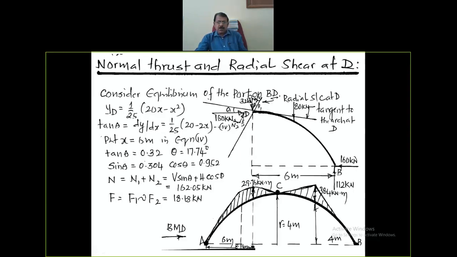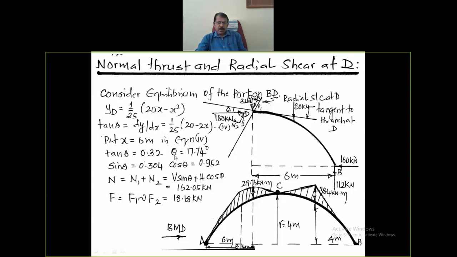Now we want to resolve 160 kilonewton into two components in two mutually perpendicular directions. Similarly, resolve 32 kilonewton into two components in two mutually perpendicular directions. If you are resolving 32 kilonewton, call the components N1, F1. Those two forces are mutually perpendicular to each other. Similarly, resolve 160 kilonewton in two mutually perpendicular directions, namely N2, F2. N2, F2 should be mutually perpendicular to each other.